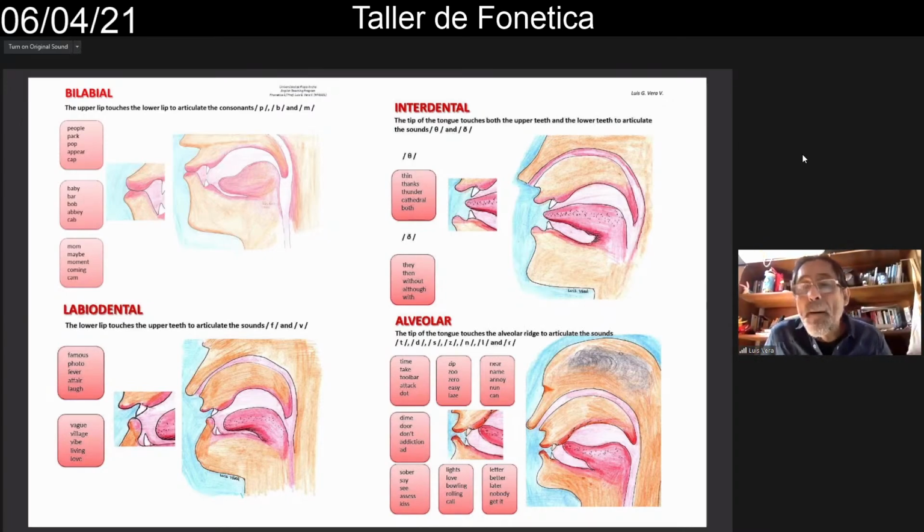Then we have m. Mom, también bien pronunciado, bien hecho. Mom, maybe, moment, coming, and cam. Al final, cam, una cámara, cam. And then again, mom, maybe, moment, coming, cam.